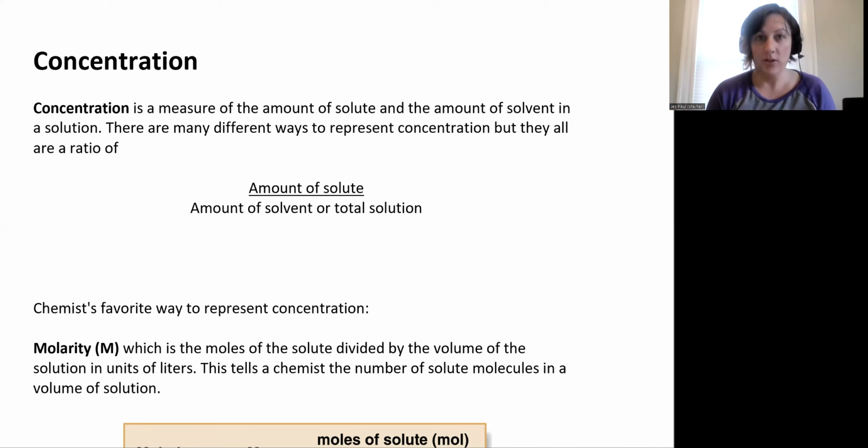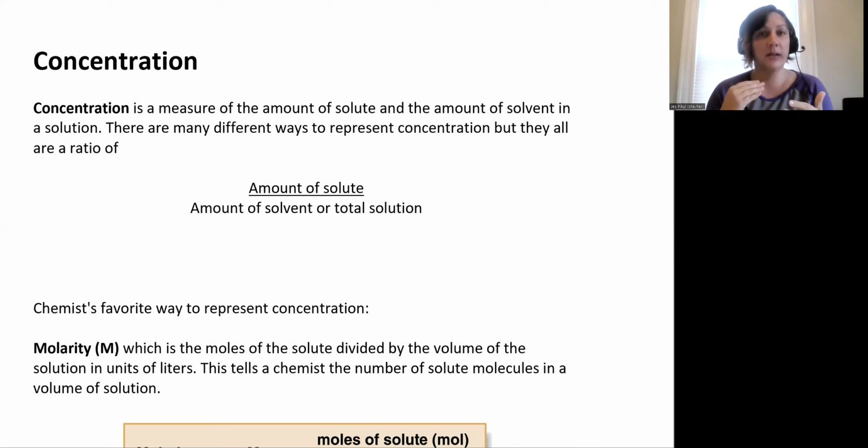So concentration is just the measure of the amount of solute and the amount of solvent that is in a solution. There's a lot of different ways to represent it, but they all kind of come down to a ratio of solute over the amount of the total solution. We have a few different styles of measuring concentration that'll actually be a ratio of solute over the amount of solvent, which I don't think we'll actually discuss today.